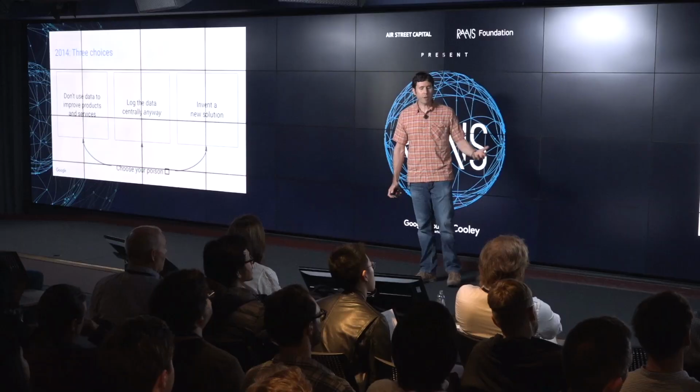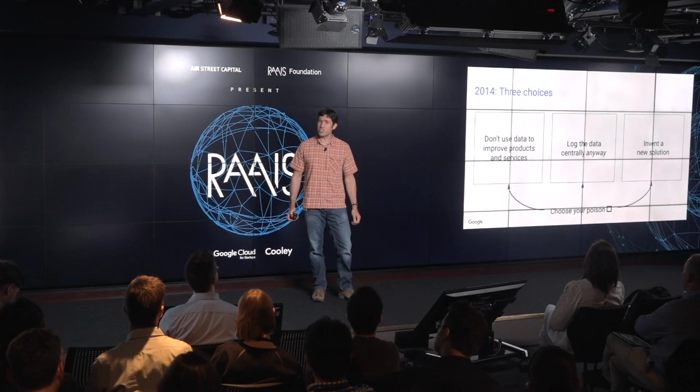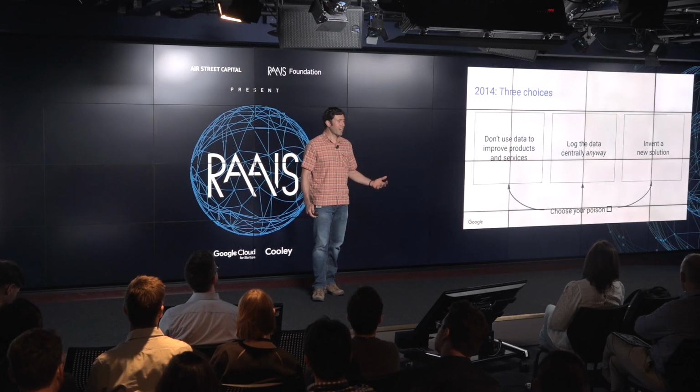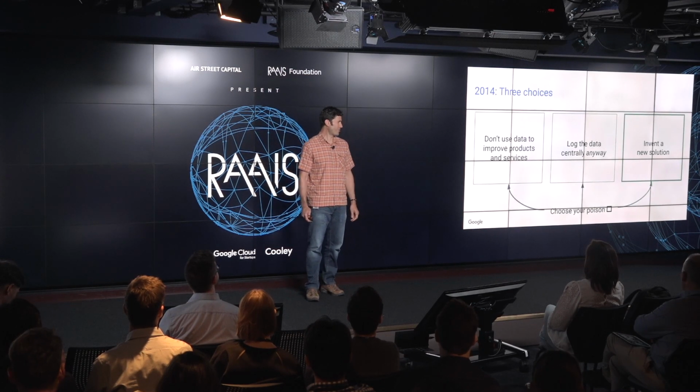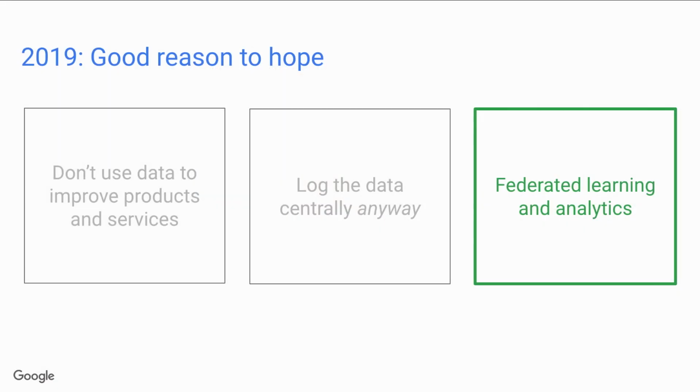When my team started thinking about these things around 2014, we saw three basic choices. Don't use that data to improve products and services. Centralize the data anyway, even if you're doing on-device inference. Or invent a new solution. And being a privacy-conscious research team at a data-driven company, you can guess which of these alternatives was most attractive. And I think we've been fairly successful.